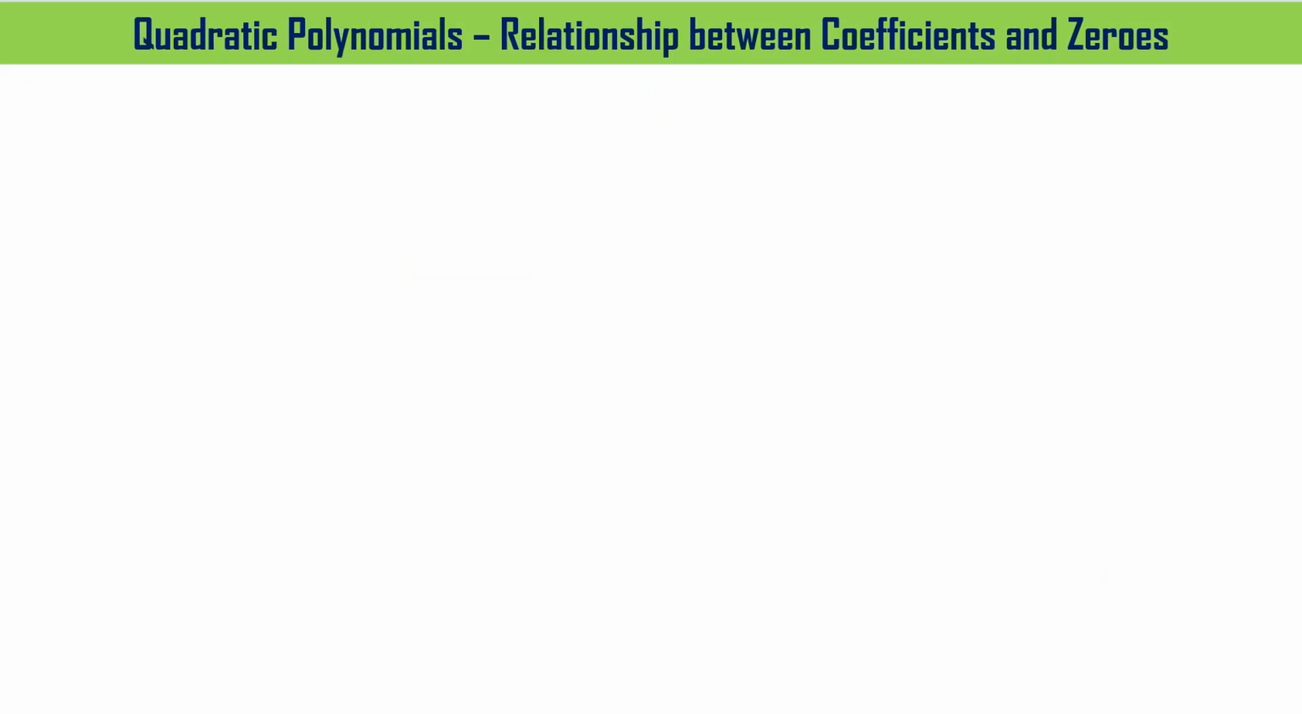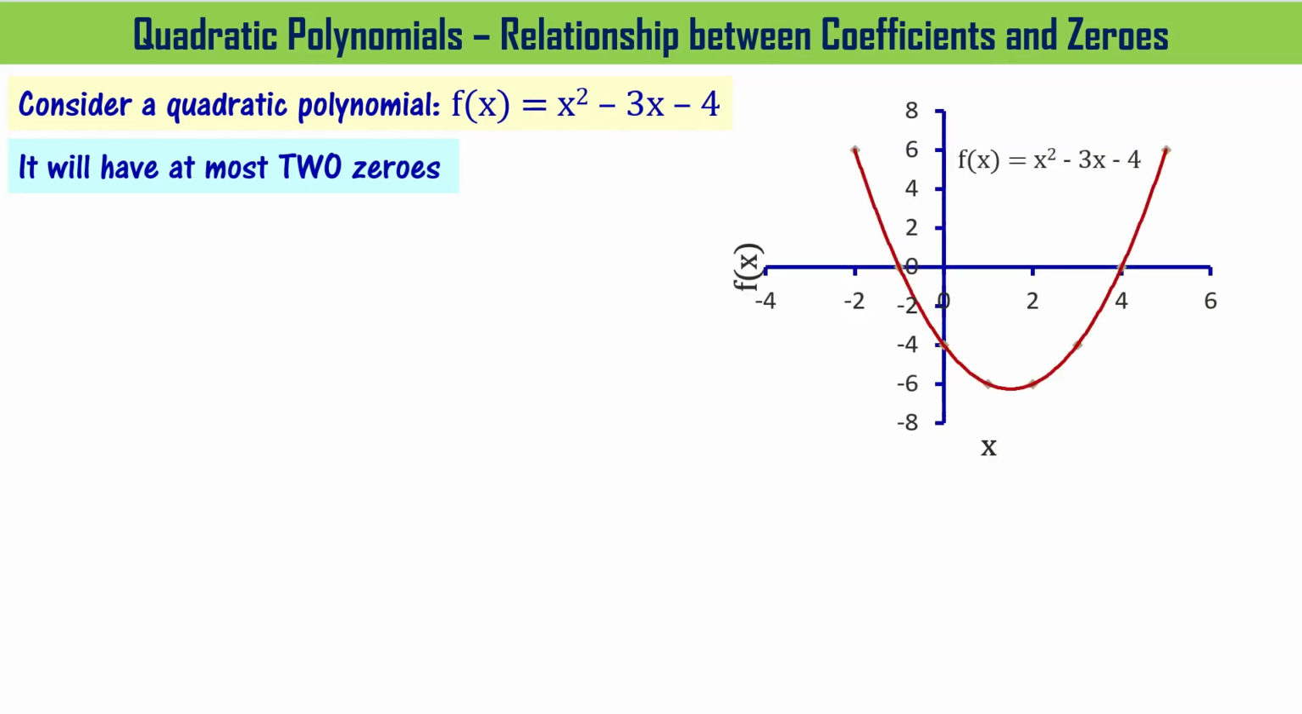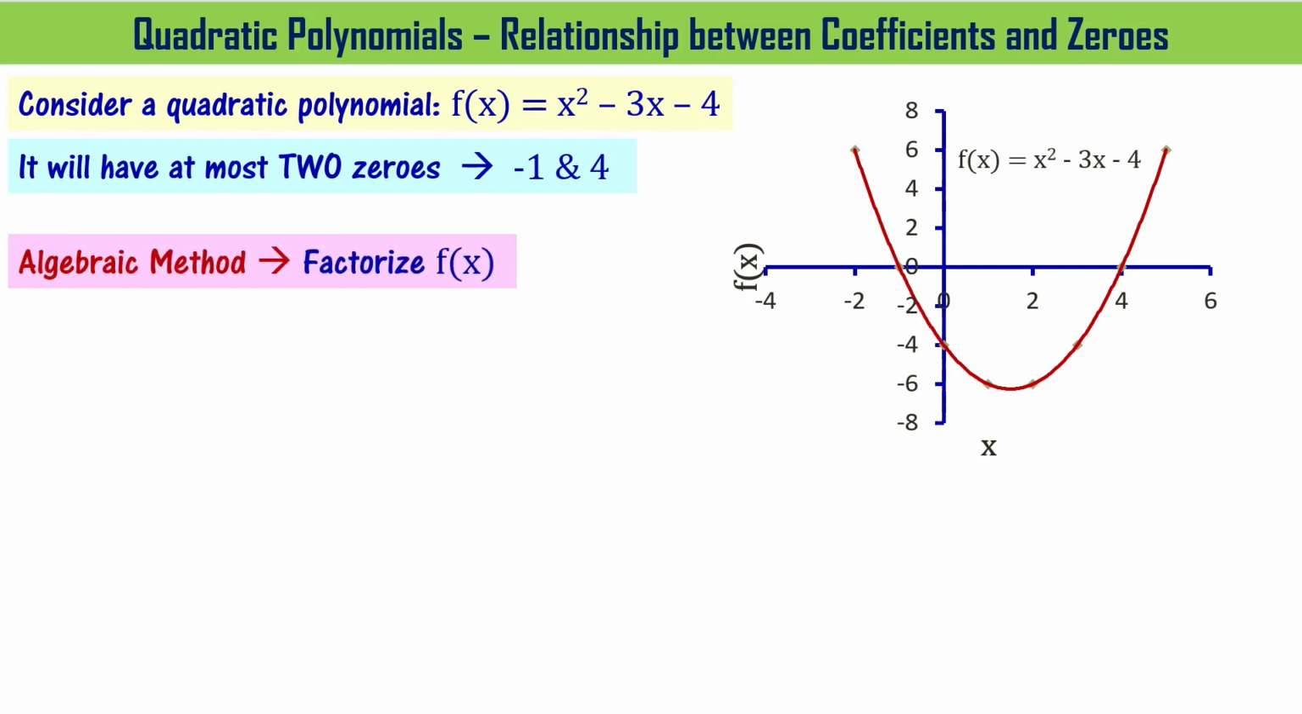Let's go to the quadratic polynomials now. Consider a quadratic polynomial, that is f of x equal to x square minus 3x minus 4. We know that quadratic polynomial can have at most two zeros, right? From this figure, you can say that minus 1 and 4 are the zeros of the given quadratic polynomial. This is a graphical way to find zeros of quadratic polynomials. One can even make use of algebraic methods to find zeros of quadratic polynomials. For that, one has to factorize f of x.